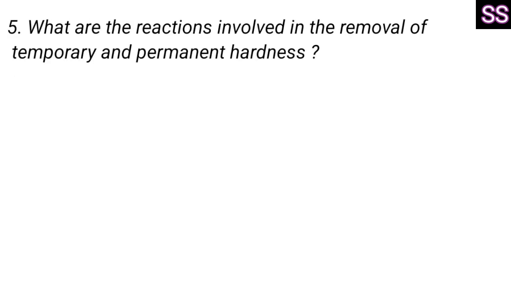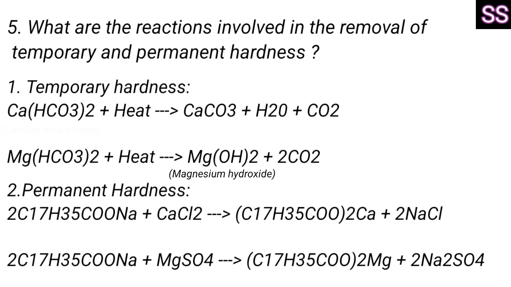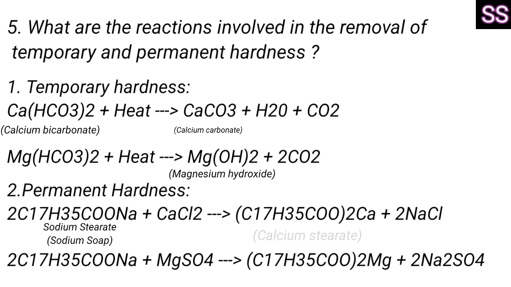What are the reactions involved in removal of temporary and permanent hardness? In temporary hardness, calcium bicarbonate on heating breaks down into calcium carbonate, water, and carbon dioxide. This calcium carbonate formed is insoluble and thus gets deposited as a scale at the bottom of the vessel, while carbon dioxide escapes out. In permanent hardness, sodium stearate or sodium soap reacts with calcium chloride to form calcium stearate, which is again insoluble. If the reaction is carried out with magnesium sulfate, then magnesium stearate formation takes place.